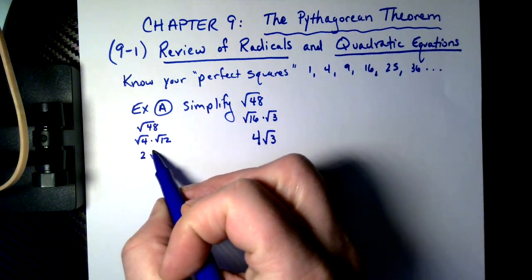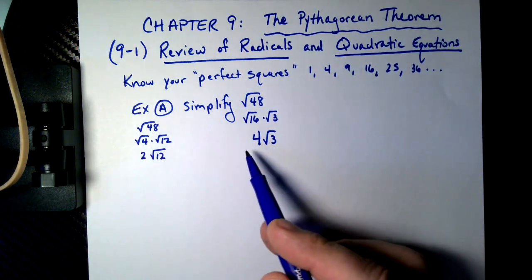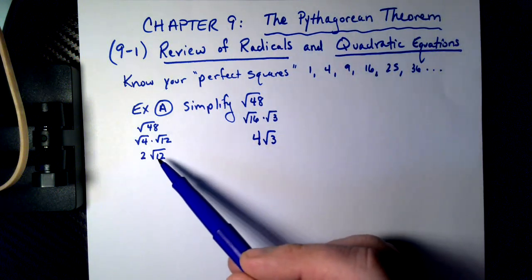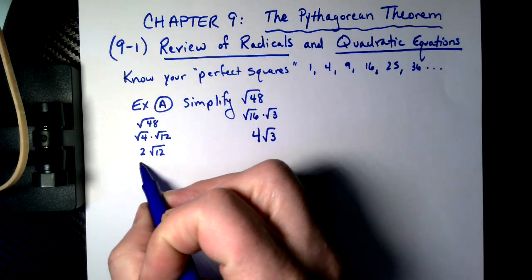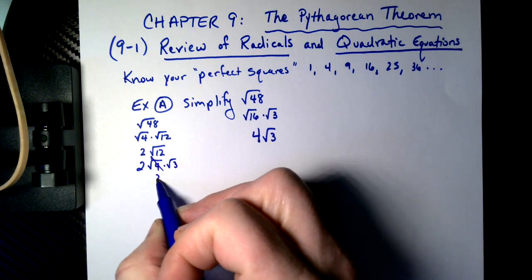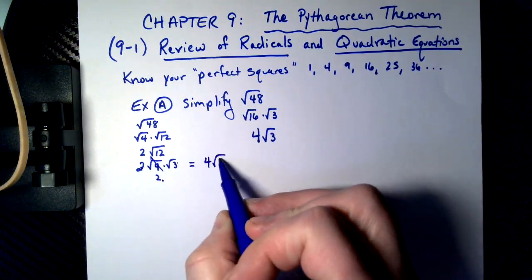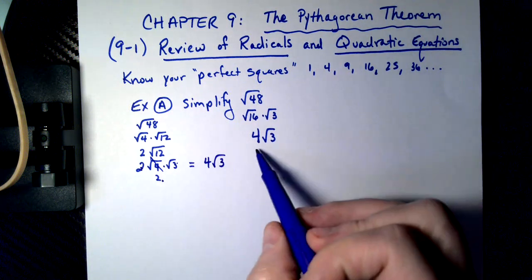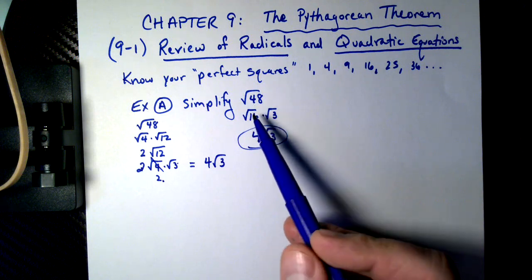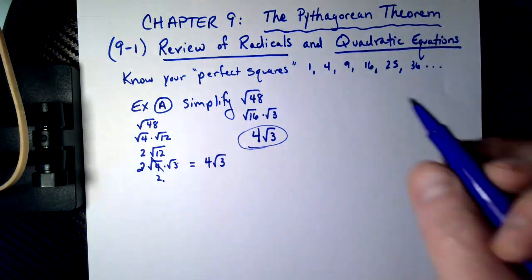But then you get 2 and root 12, and you're not done. You're not done if there's another perfect square number that divides into what's under the square root. In this case, you can break 12 into 4 times 3. The square root of 4 is 2, so it's 2 times root 3, and we get 4 square root of 3. So 4 square root of 3 is the right answer, whether you do it the quick way by finding the biggest perfect square, or it takes a few steps because you didn't start with the biggest perfect square.